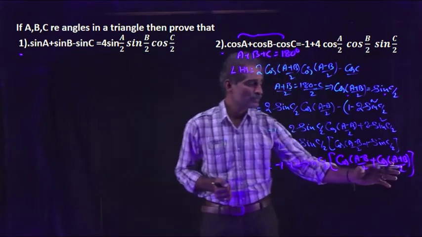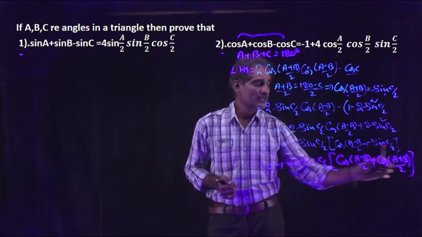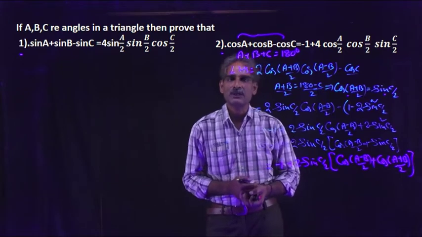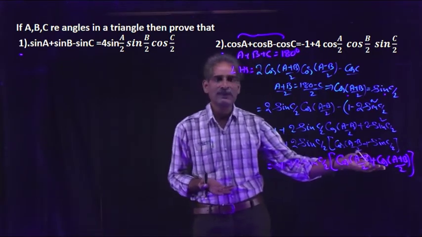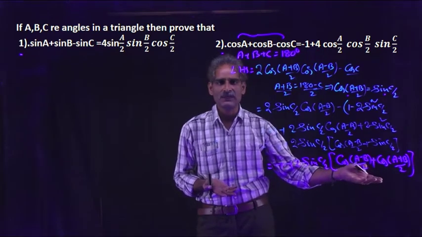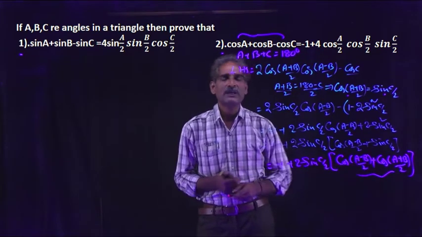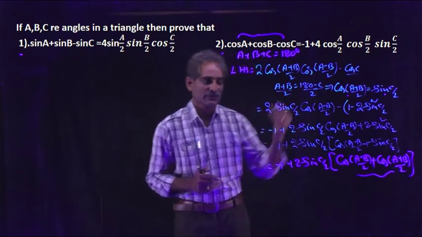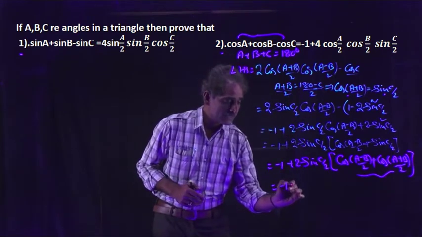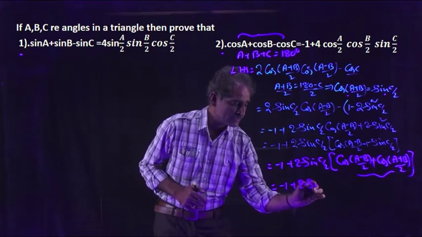Now these two terms are in the form of cos(A+B) plus cos(A-B), which is 2 cos A cos B. Here A/2 and B/2 are in place of A and B. So from this we can write 2 cos(A/2) cos(B/2). That's it. Just observe the required one. Minus 1 plus 2 sin(C/2).